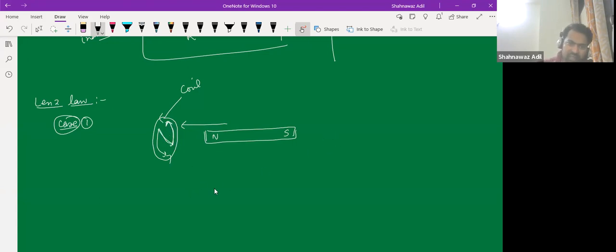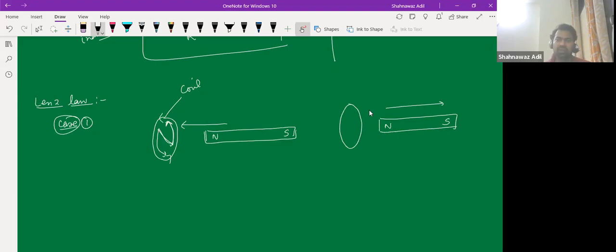Let's say we are taking this magnet away from the coil. Now the coil will try to attract this magnet, so it will create a south pole, because this is the north pole. Then the direction of the induced current would be in this direction. This is the A part, and this is the B part.